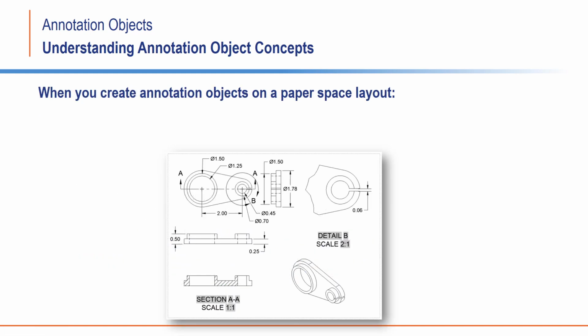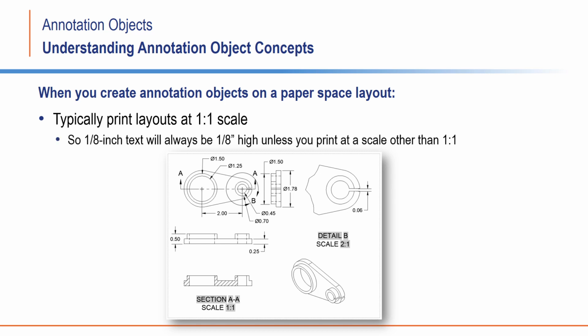This becomes less of an issue when you create annotation objects directly on a paper space layout, however, since layouts are typically printed at a scale of 1:1. So 1/8 inch high text created on a layout will always be 1/8 inch high when printed, unless you print the layout at a scale other than 1:1.